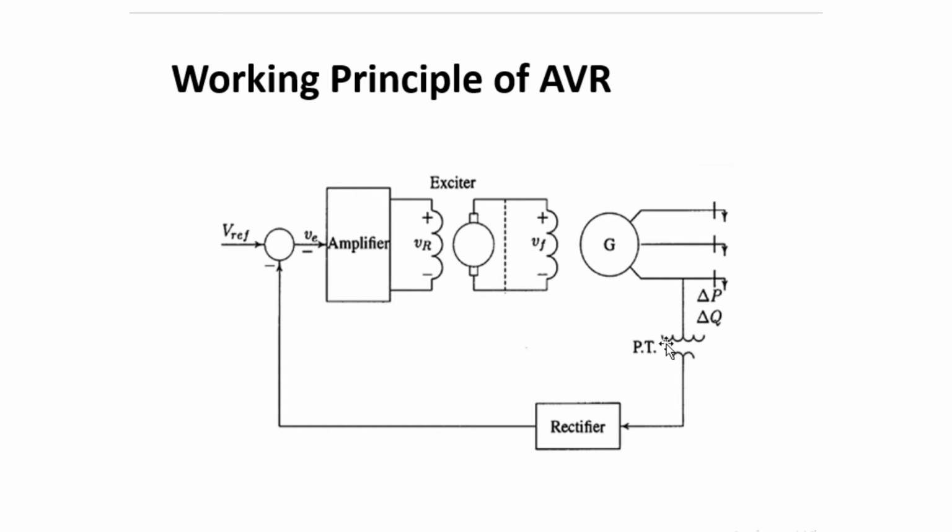After sensing the voltage from the potential transformer, this voltage is rectified by our rectifier, and the rectifier is used here because our reference voltage is DC. So in order to convert our AC voltage to DC, we have used the rectifier. Then we compare our output terminal voltage with this DC reference voltage, and an error signal is generated. The error signal is amplified first by the amplifier.